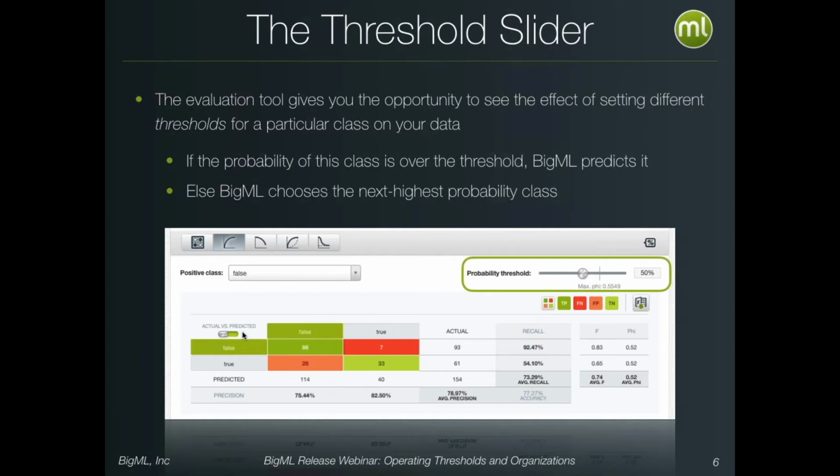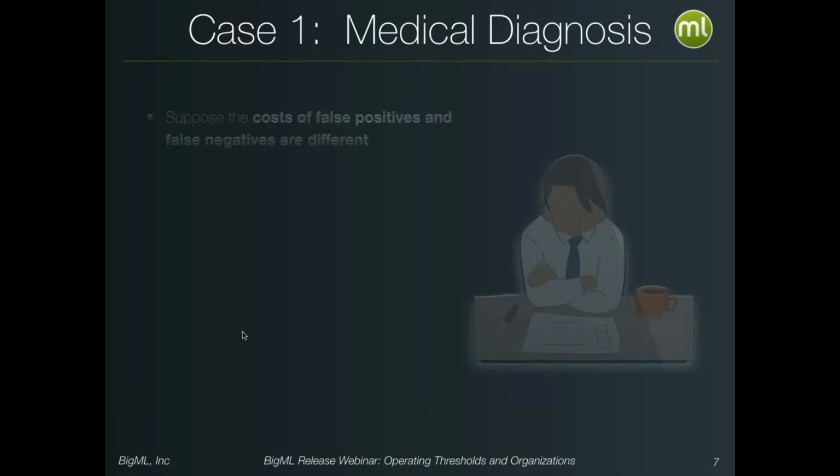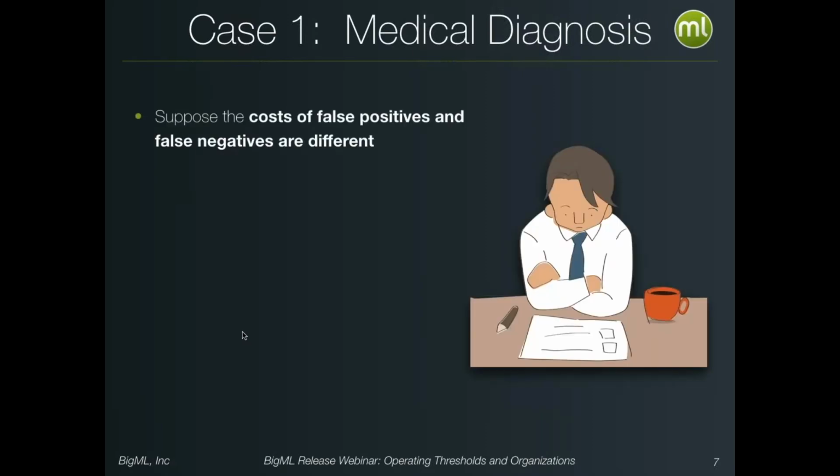So why might you want to do this? Why might you want to move that probability threshold around and be more aggressive or less aggressive in predicting some class? I'm going to go through 4 cases here. And one of the most obvious and most intuitive one to grasp is medical diagnosis. So suppose you have the cost of false positives and false negatives being very different. This is the case in medical diagnosis, right? Because the positive class is very rare.